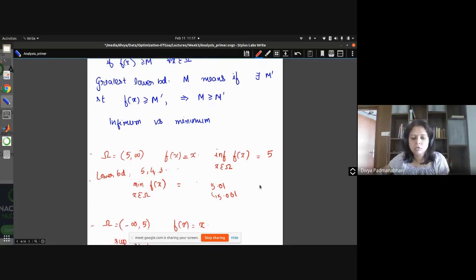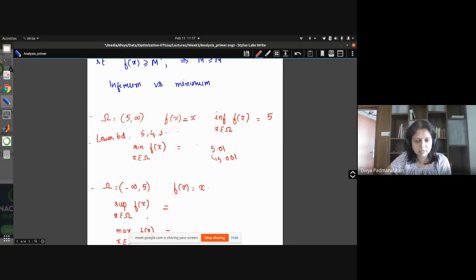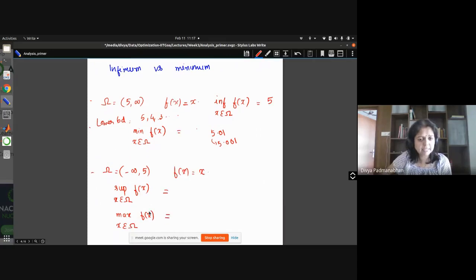You can define the analogous things for supremum with these other examples. For this example, f of x is x, from negative infinity to 5. The supremum is 5, but there is no maximum. No max.